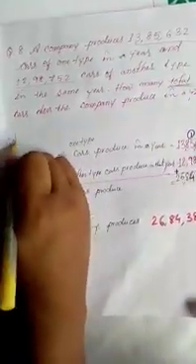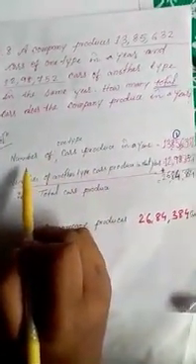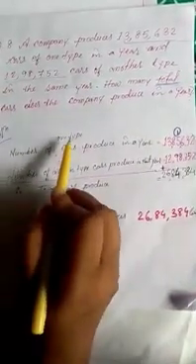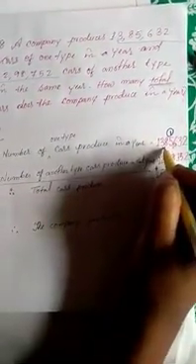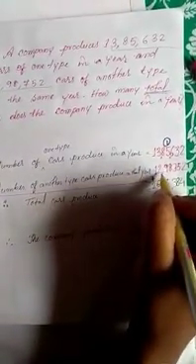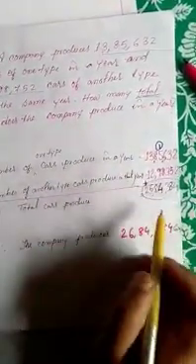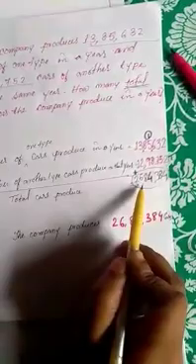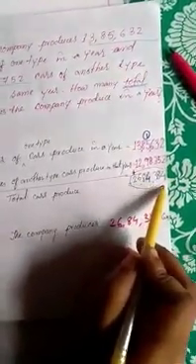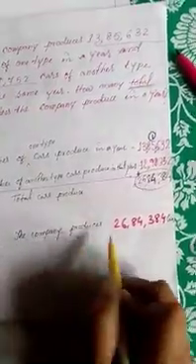So in the solution, at first the number of one type of cars produced in a year is 13 lakhs 85,632, and the number of another type of cars produced in that year is 12 lakhs 98,752. If you add this, the result you will get is 26 lakhs 84,384, and the company produces this much of cars.